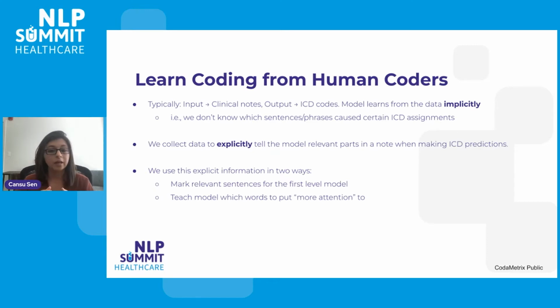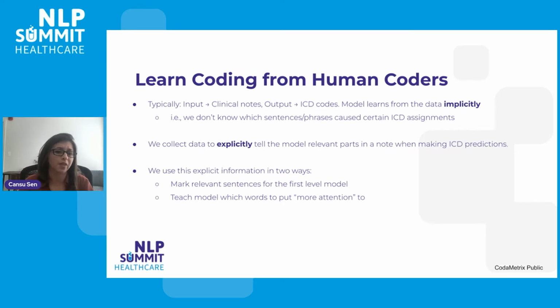Now, we're going to add another piece to this model. So let's go back to that multi-label classification setting for a while. Our input was a clinical note, and the output is a set of ICD codes. And these two things are the only information we're letting our model see, and the model learns from this data in an implicit way. So what do I mean by this? I mean that we never tell the model which pieces of information are relevant for predicting each single ICD code. The model learns this by itself.